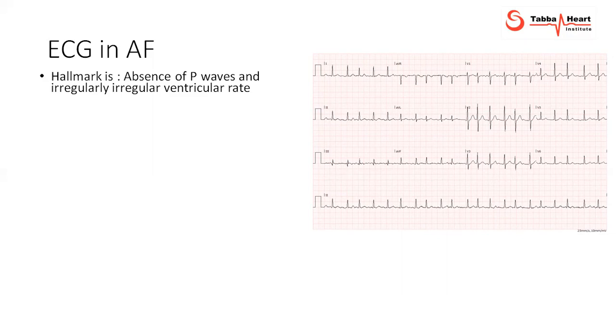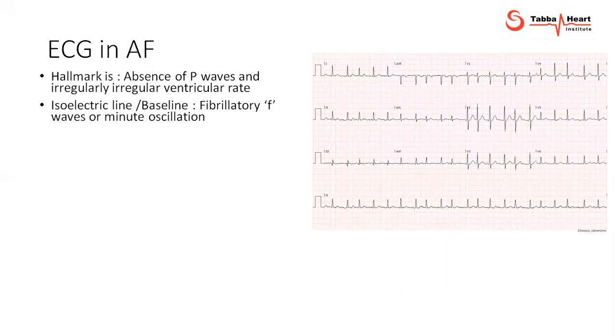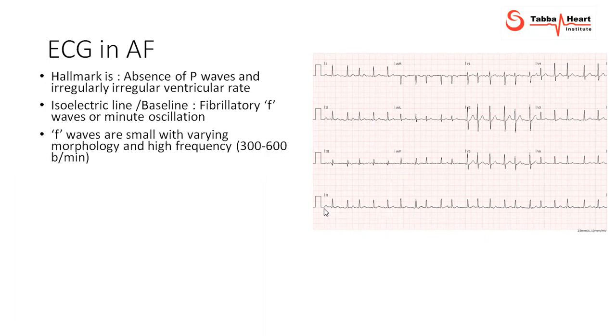The hallmark of ECG in atrial fibrillation is there are no P waves. And the ventricular rate is completely bizarre, irregular. There are no two QRS complexes which are identical to each other. And then the baseline has fibrillatory, very fine, minute oscillation waves. And they are not P waves, and they do not match to each other. The rate of fibrillation actually varies between 300 to 600 beats per minute.